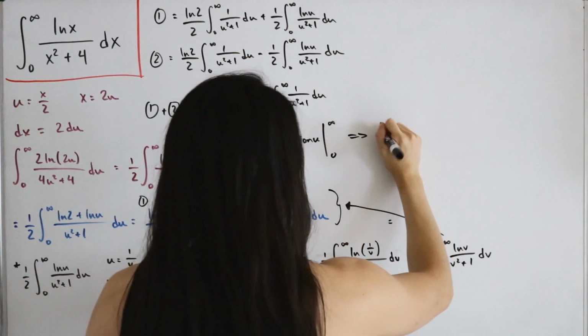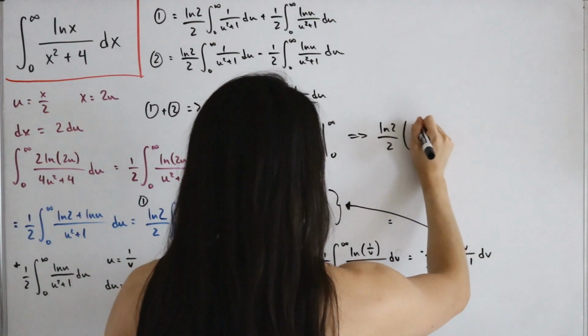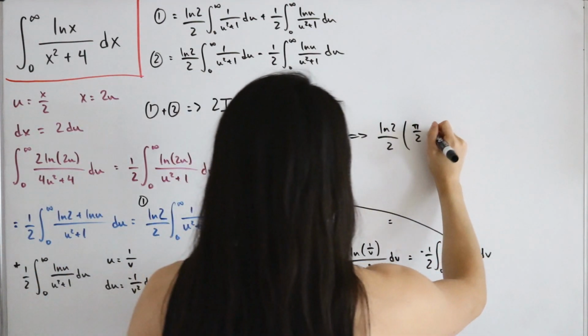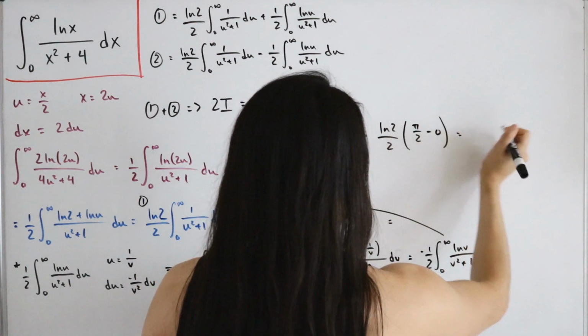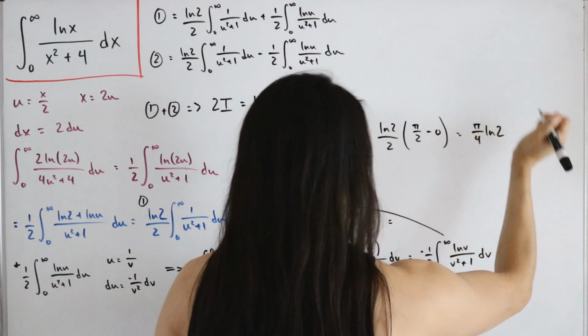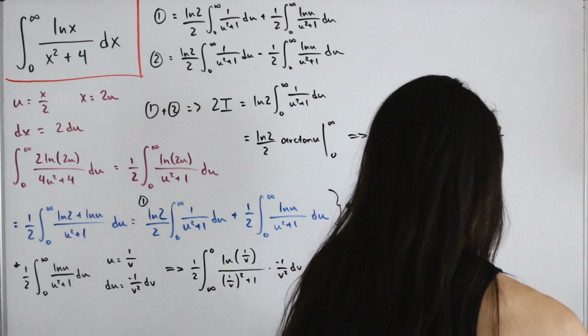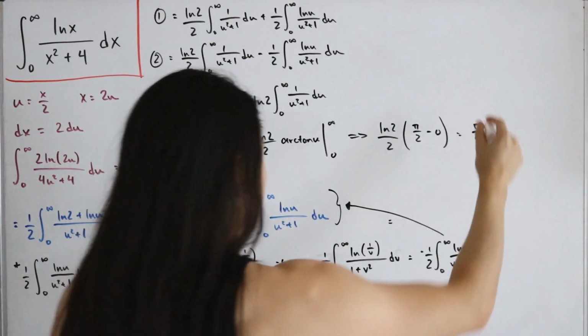Then what we have is the natural log of 2 divided by 2. We know that by plugging in infinity, that's just going to give us pi divided by 2. If I plug in 0, that's just going to give us 0. Then the final answer is pi divided by 4 multiplied by ln of 2.